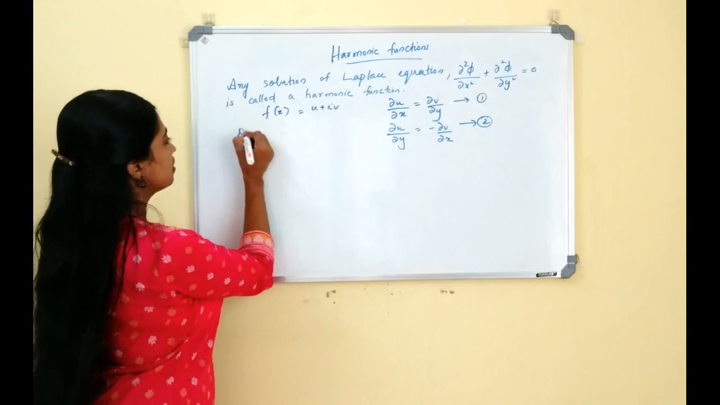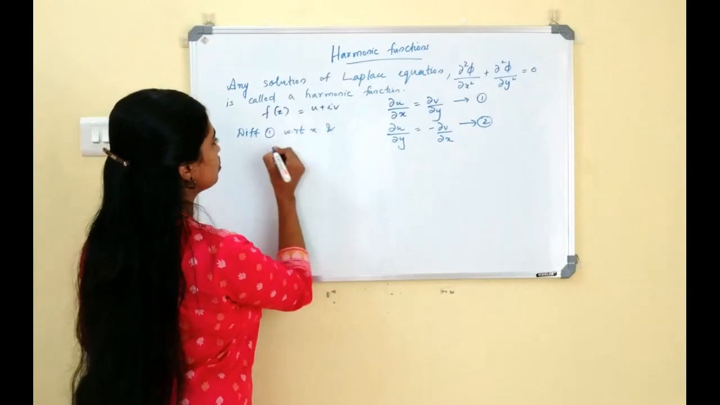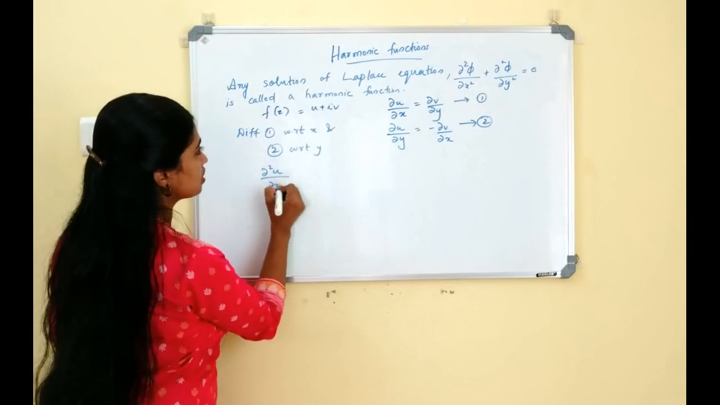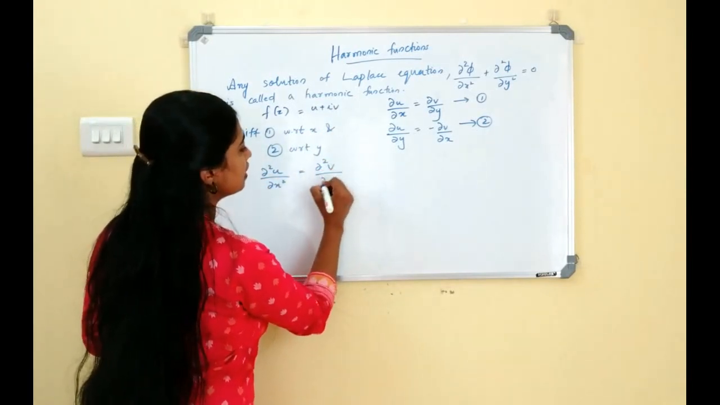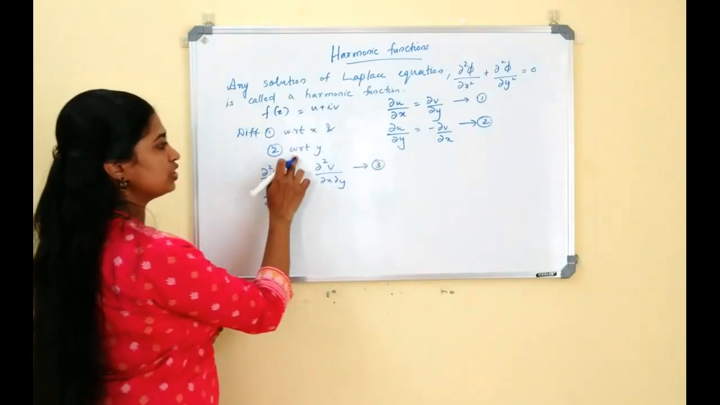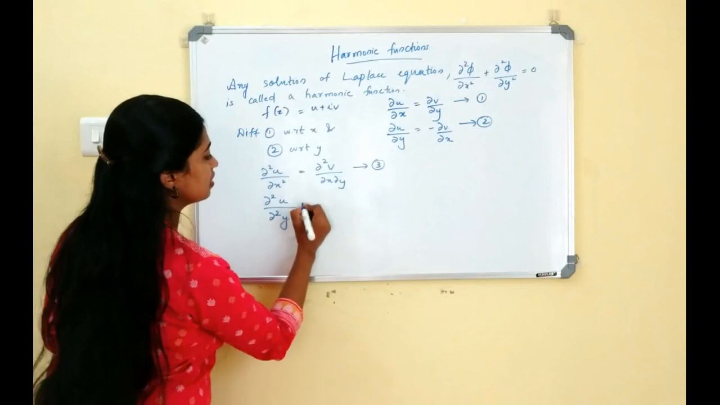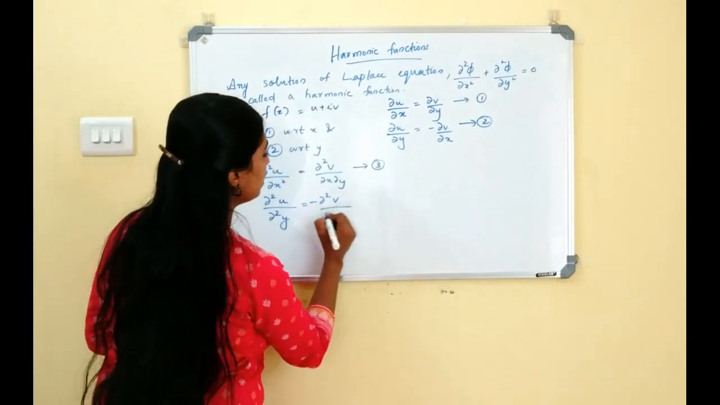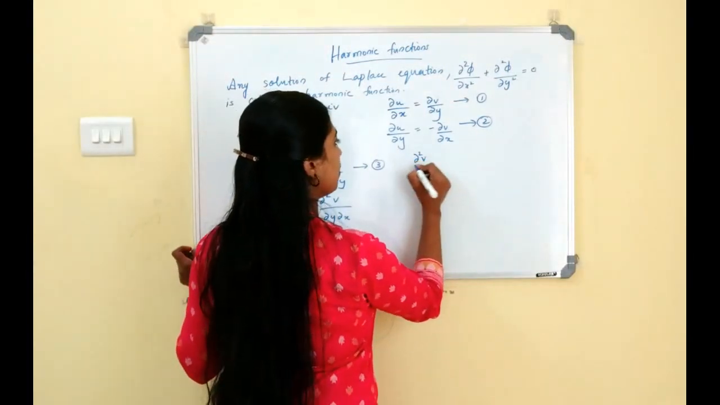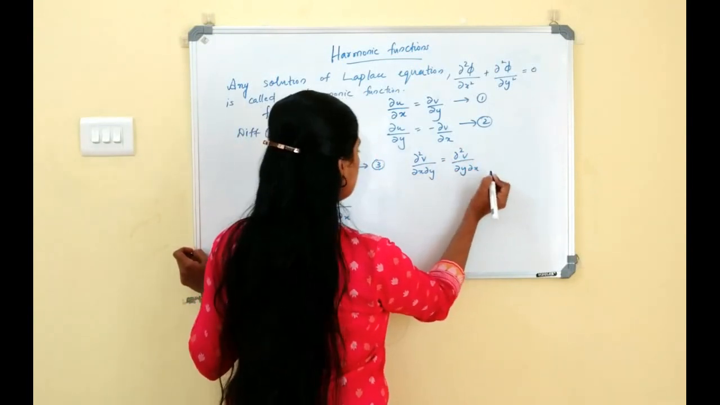So we are differentiating equation 1 partially with respect to x and equation 2 partially with respect to y. We will get ∂²u/∂x² is equal to ∂²v/∂x∂y, and this is equation 3, and equation 2 differentiating partially with respect to y, ∂²u/∂y² is equal to minus ∂²v/∂y∂x. Let us assume that ∂²v/∂x∂y is equal to ∂²v/∂y∂x.